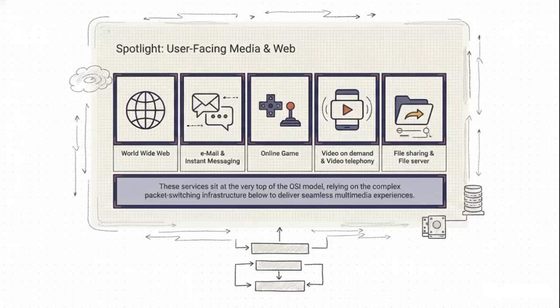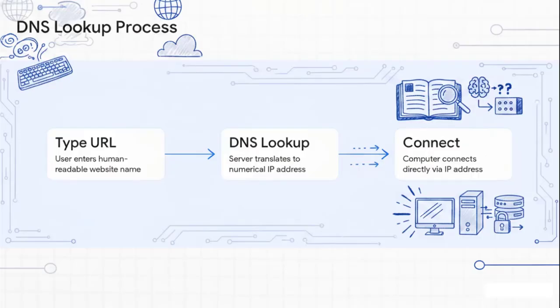We're talking about the World Wide Web, email, online gaming, video on demand, file sharing, the works. These user-facing services sit comfortably right at the very top of the OSI model we just explored, and they rely completely on that complex packet switching infrastructure down below to deliver all those seamless multimedia experiences we expect. But hold on, how does a human typing actual words connect to these purely machine-driven services? Well, this is where the domain name system, or DNS, saves the day.